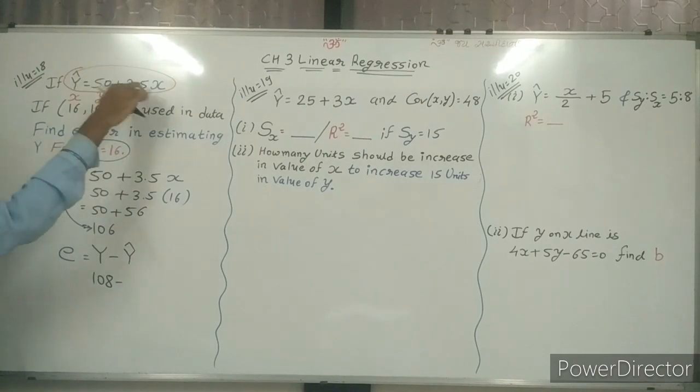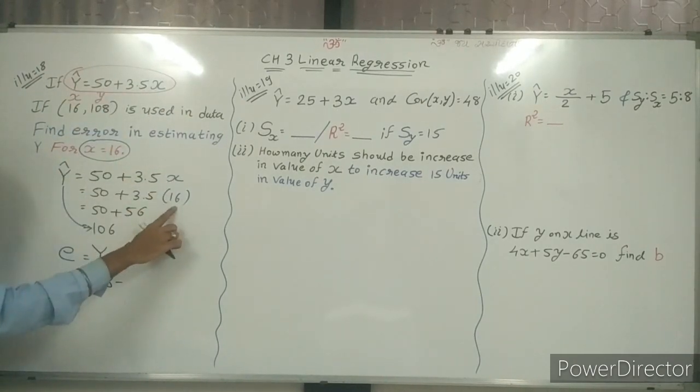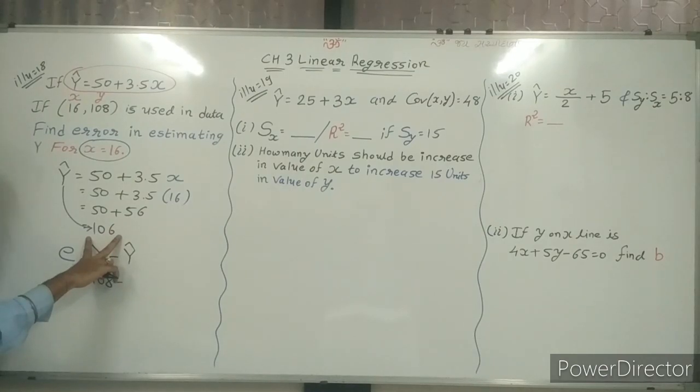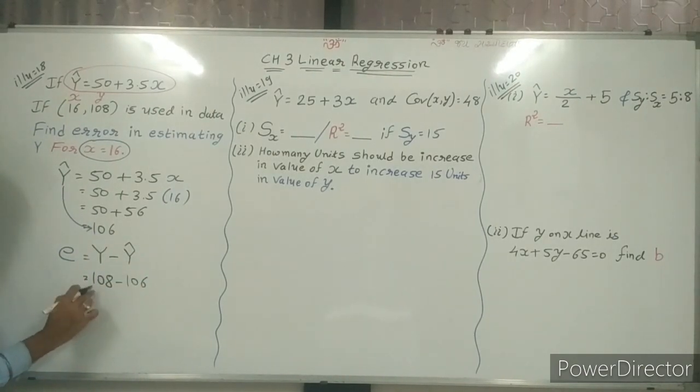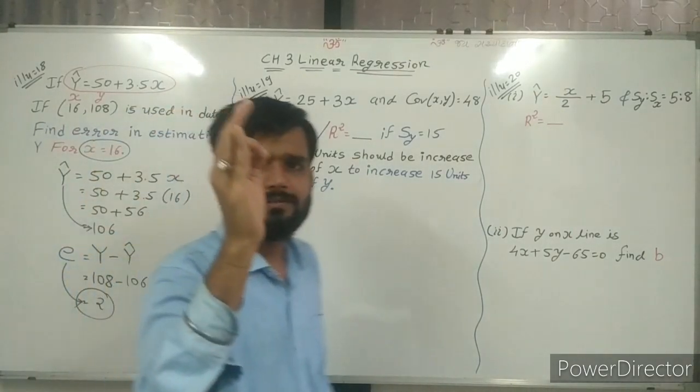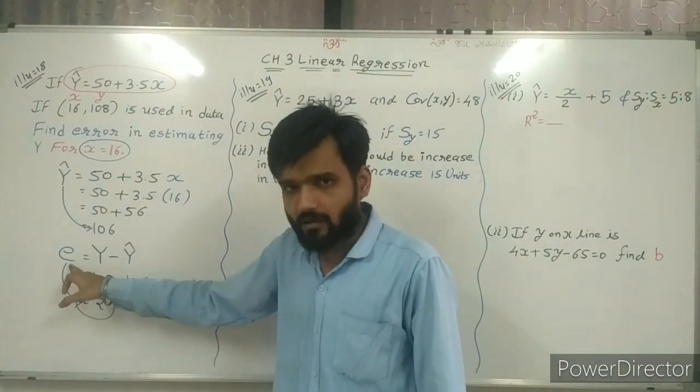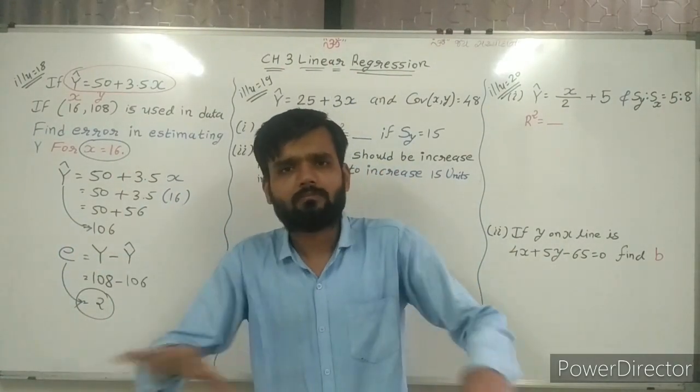Now by replacing the value x is equal to 16 in the function, what have we got? Sir, 106, that is my estimation. So actual value is 108. My estimation was 106. The difference of these two is 2 and is called error. So this is my value of error. Error is 2. Sum is completed. Simple. So illustration number 18, 100% clear. Whenever in your question error is asked, then find y minus y cap.